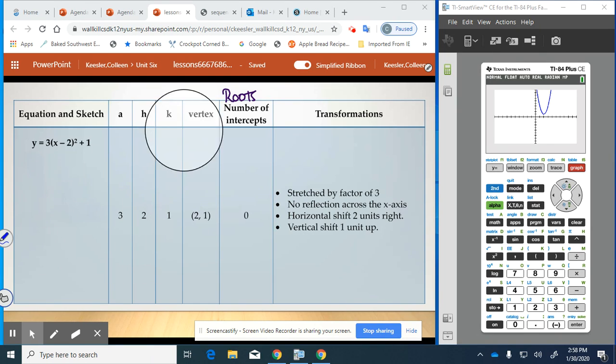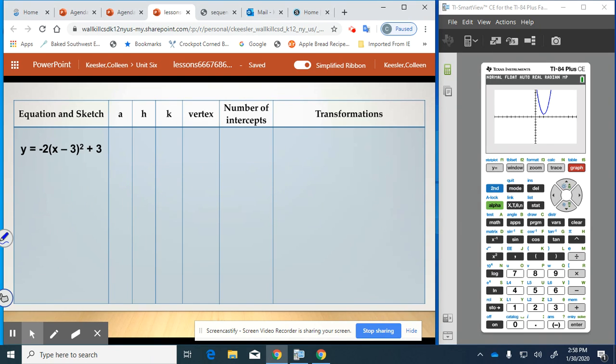You're going to go through and do those. Actually, no, you're lucky. I get to do one more with you. All right, so here we have that function, y equals negative 2 times (x minus 3) squared plus 3. So the a is negative 2. The h is positive 3, the k is positive 3, and the vertex is (3, 3).